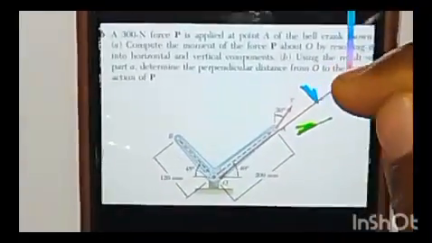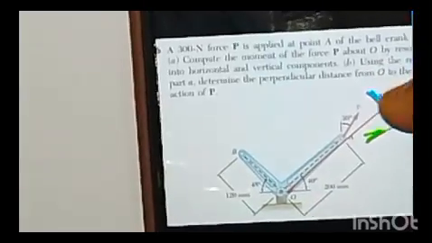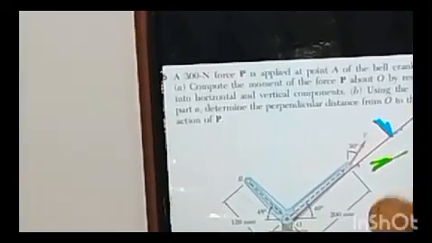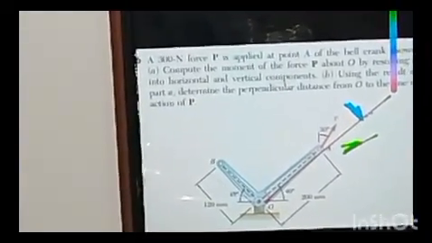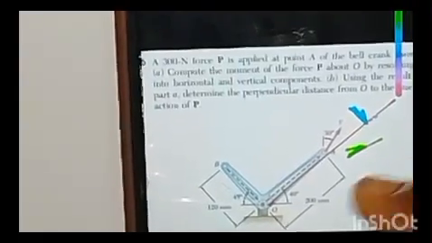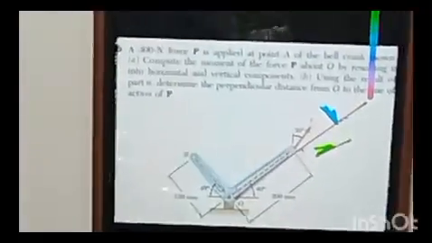So if you take moment with respect to this perpendicular force, you will have a value. But if you take moment with respect to this parallel one, it will be 0, because from the definition of moment, it is the product of force and perpendicular distance. If both of them are parallel, the moment about that point is 0.